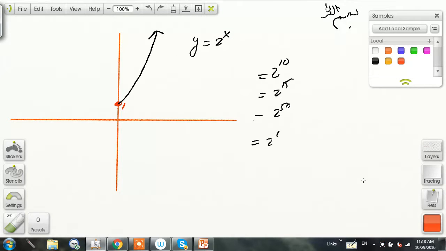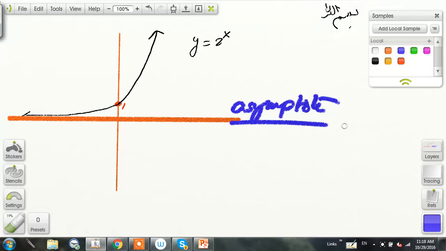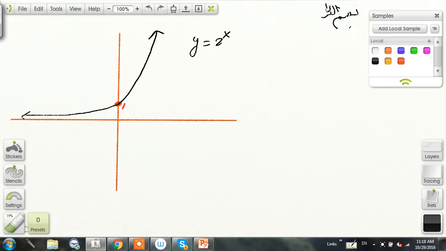Now, when a function like this approaches the x-axis, it never passes it, right? So you can say that the x-axis right here is an asymptote of that function, right? So an asymptote is a line. It's a line that the function approaches, but it never reaches. Do you understand? So the x-axis is an asymptote of this function. Does that make sense? Okay.